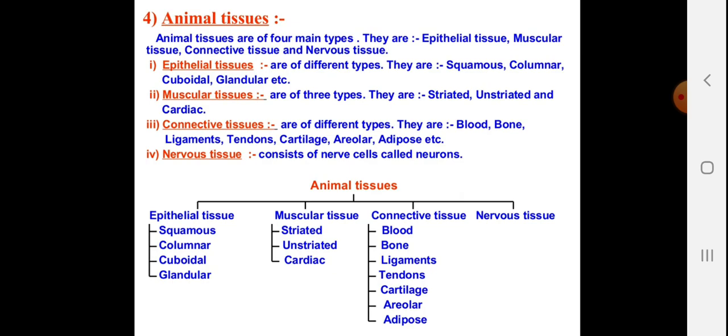Nervous tissues, they are made up of neurons, consisting of nerve cells which are known as neurons. So animal tissues, you just remember this flow chart. Now write the plant and animal tissues flow chart in your notebook at the beginning of your lesson, so you remember all these names and their functions in detail.